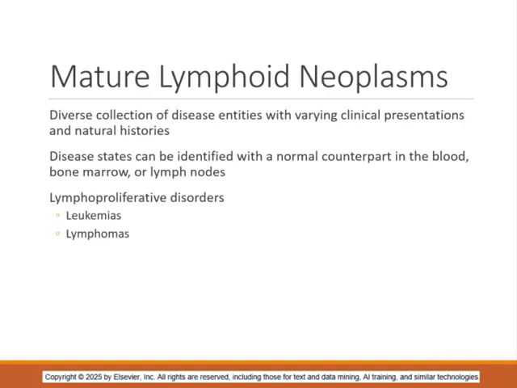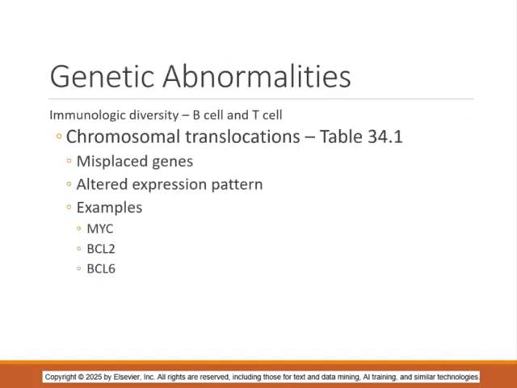So mature lymphoid neoplasms. So this is not the acute leukemias. These are mature lymphs. They have varying clinical presentations. They take on a lot of different things. So the disease states are how we identify the cells we see in the blood, the bone marrow, the lymph nodes. So that brings it down to the types of disorders we see with lymphoproliferative. It's either leukemias or lymphomas. Leukemias means it's in the blood or the bone marrow. Lymphomas means it's in the lymphatic system.